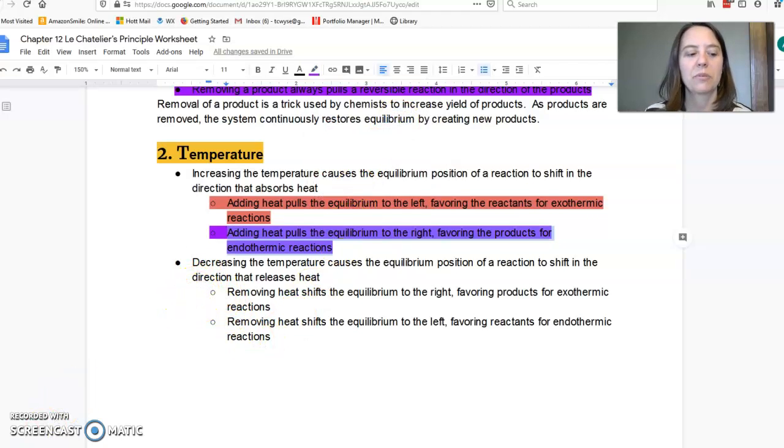Whereas decreasing the temperature, my cat was attacking a plastic bag, but I think he's settled down now.